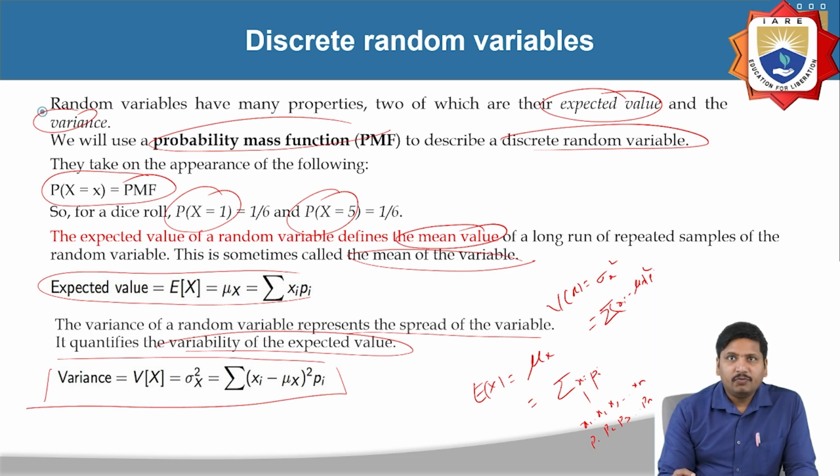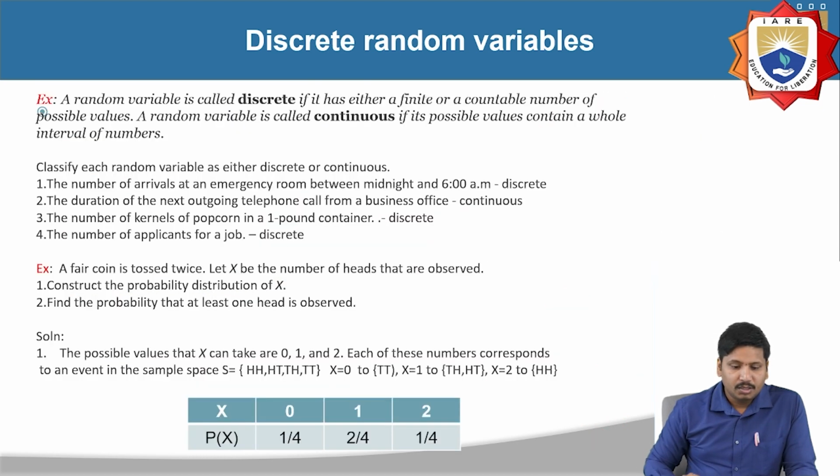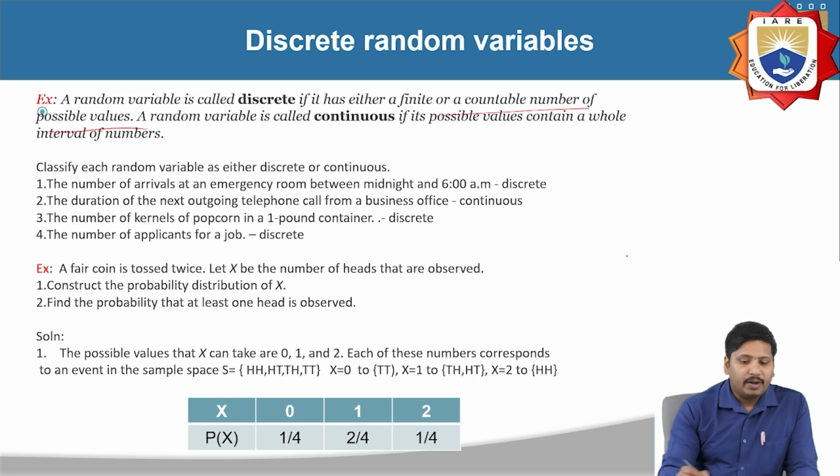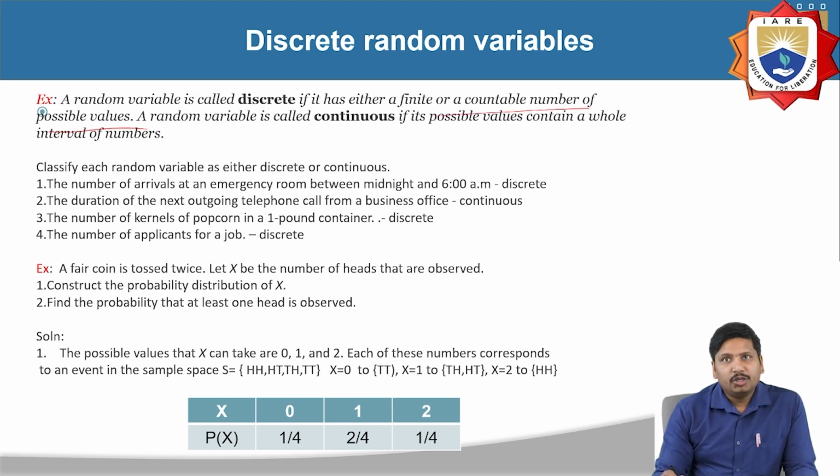Mainly in discrete random variables, we are going to use two types of properties, the expected value and variance. And the function used here to describe this discrete random variable is the probability mass function. A variable is said to be discrete if it has either a finite or countable number of possible values. And a variable is said to be continuous if the possible values contain a whole interval of numbers. So we have to classify each random variable as either discrete or continuous.